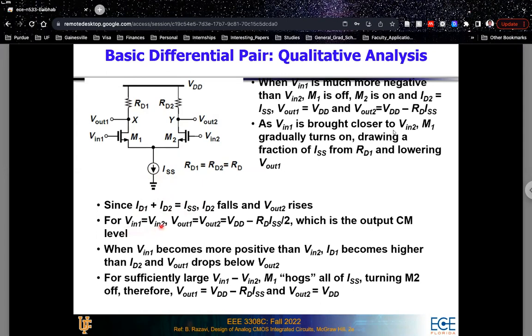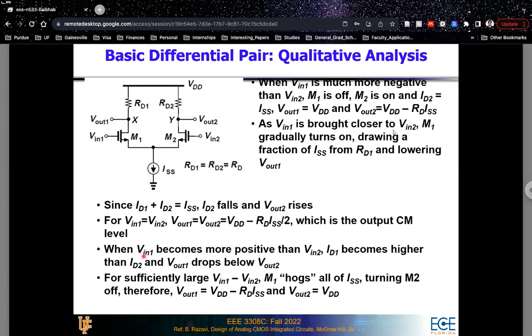When you have Vin1 equal to Vin2, when both the input DC voltages are equal, in that case your output DC voltages will be equal to VDD minus RD times ISS over 2, because both branches will carry a current of ISS over 2. So both the drain resistances will have a voltage drop of RD times ISS over 2. And that's why the DC voltage at Vout1 and the DC voltage at Vout2 will both be equal to VDD minus RD times ISS over 2. That's the output common mode level.